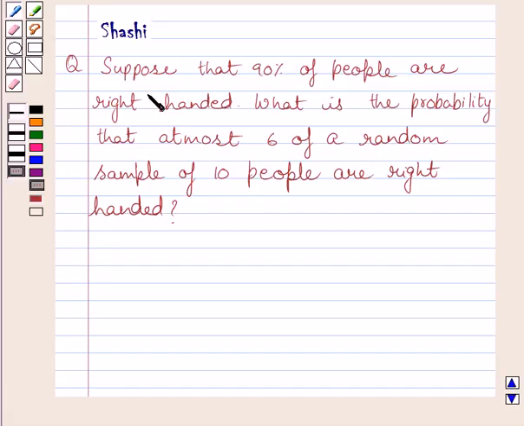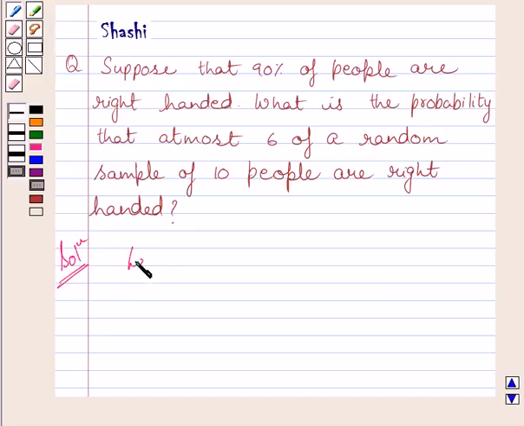Question says, suppose that 90% of people are right-handed. What is the probability that at most 6 of a random sample of 10 people are right-handed? Let us now start with the solution.